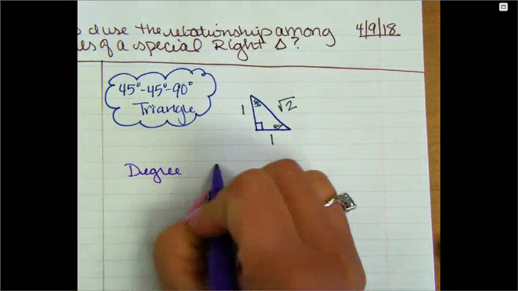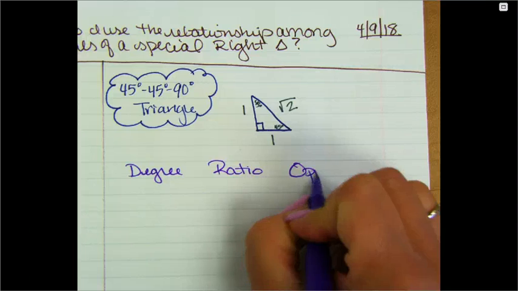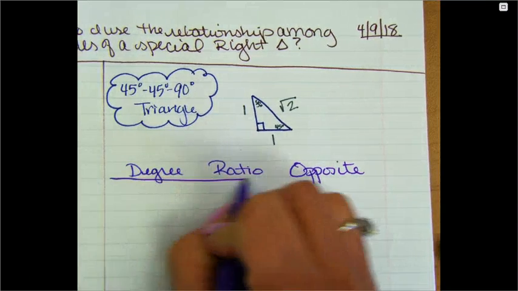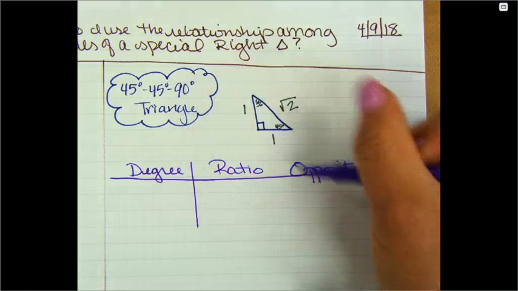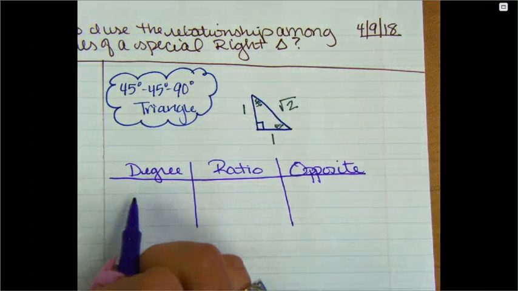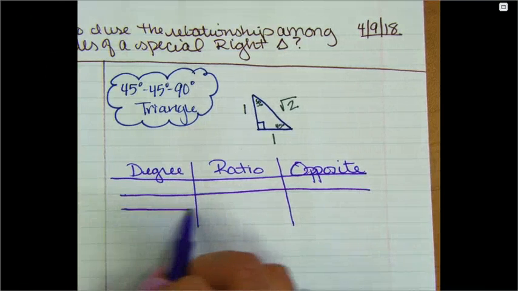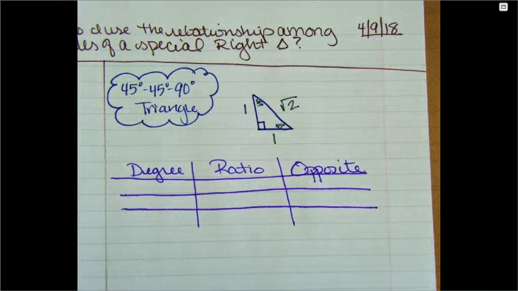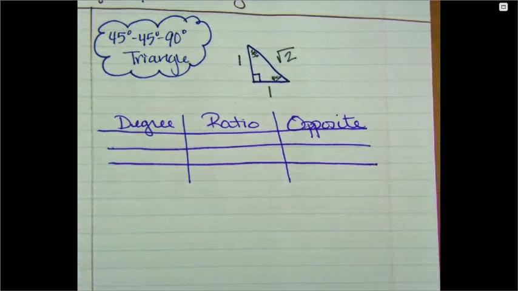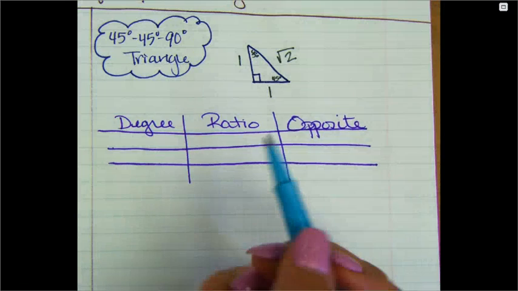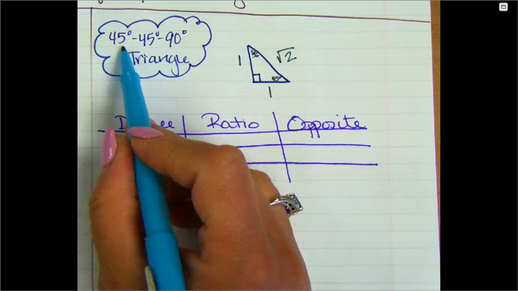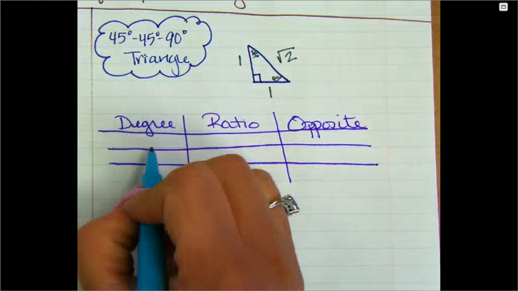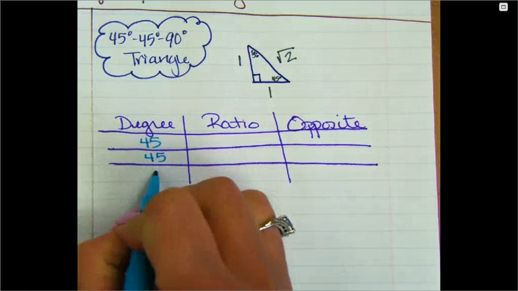It's called degree, ratio, opposite. Degree, ratio, opposite. And when I look at it, the degrees literally come from the degrees of the triangle. Well, what kind of triangle do I have? A 45, 45, 90, right? So we're going to label 45, 45, 90.